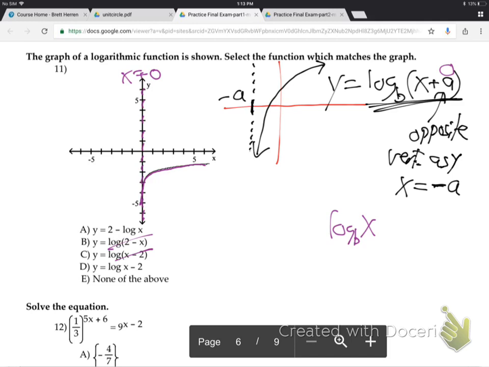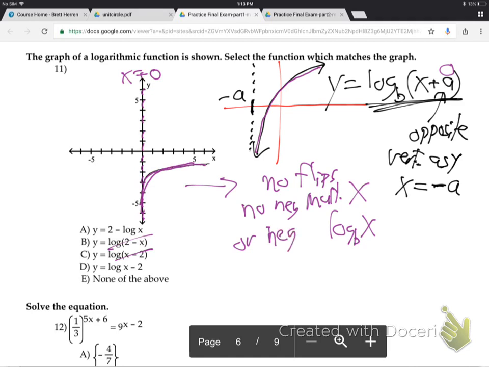So how do we know which one's really right? Well, has this log graph been flipped in any way? Normally they go up to the right. What's ours doing? Up to the right. No flips at all. Might have been moved, but it's not been flipped. So that should be no negative multiplying x or negative in the front. Negatives multiplying the front are vertical flips. Negatives multiplying x are sideways flips. We have no flips at all.